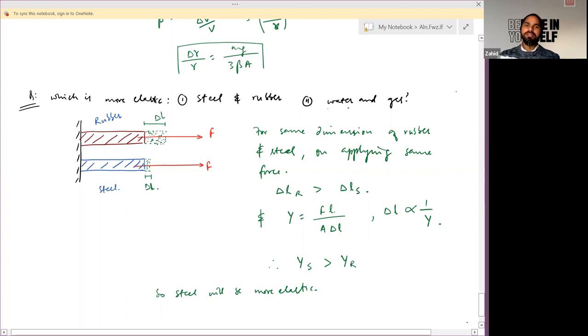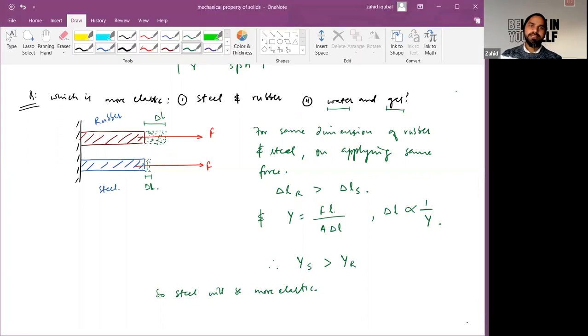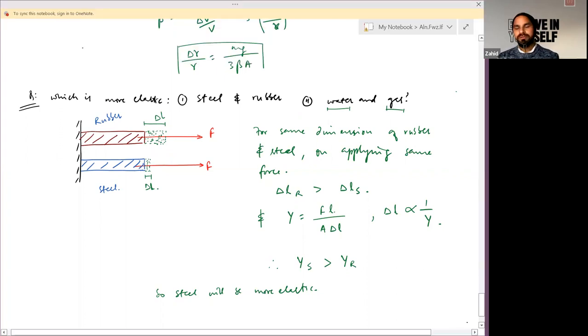Similarly, for water and gas, you may take equal volume of water and gas in a balloon and then apply the same pressure on both of them. You'll get a greater change in volume in gas as compared to water. So delta V is more for gas as compared to water. So water will have a higher modulus, that is bulk modulus. It means water will be more elastic as compared to gas. Is it clear? Yes, sir.